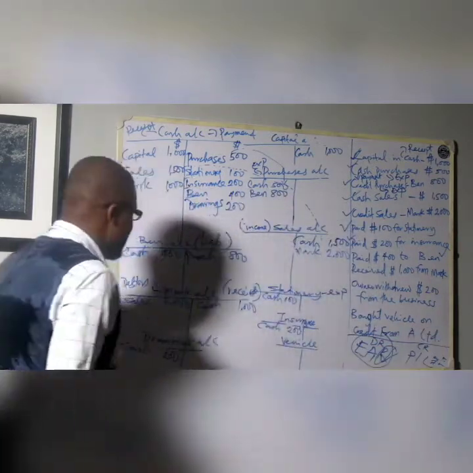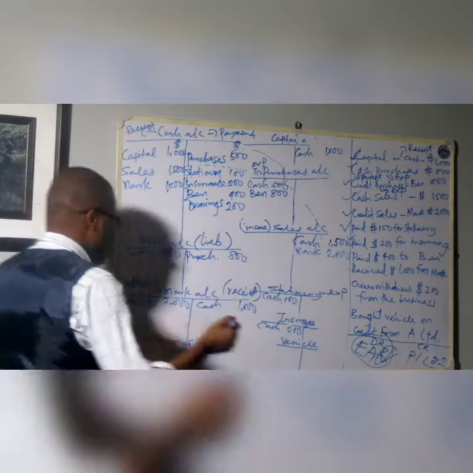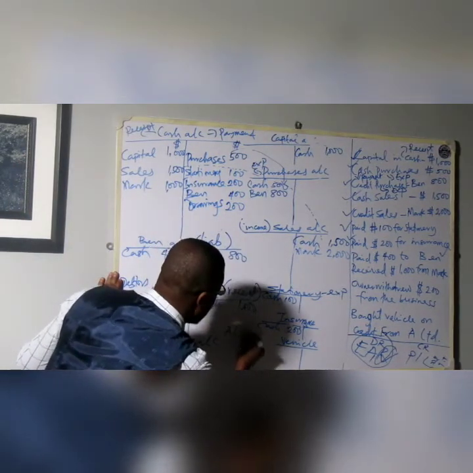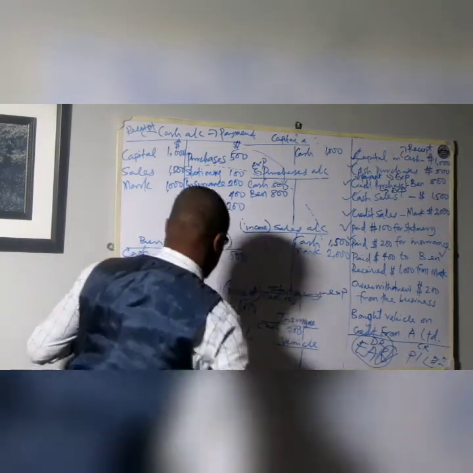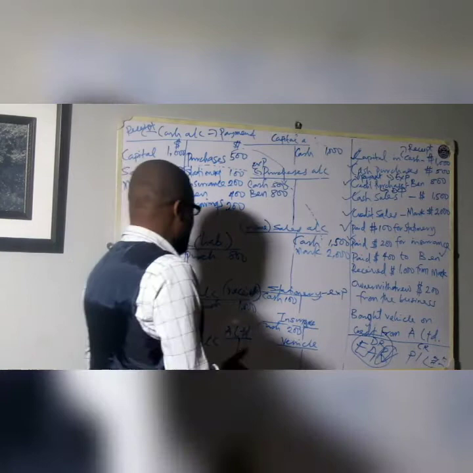So you also get to open, do we have an A Limited account on the board? We don't have, so you can just try to squeeze it in here. A Limited account. You open an A Limited account, which is somebody that we're owing money to. So let us look at it.